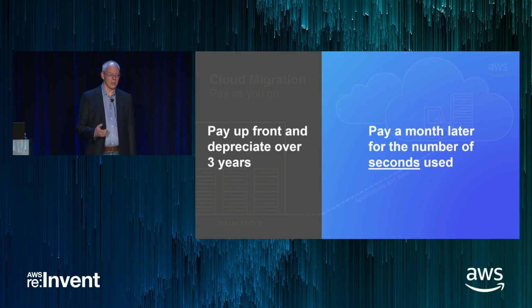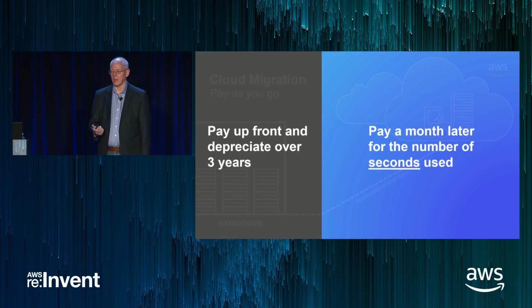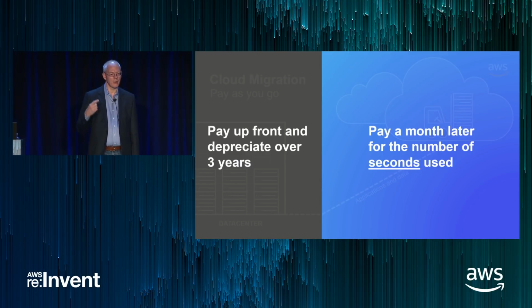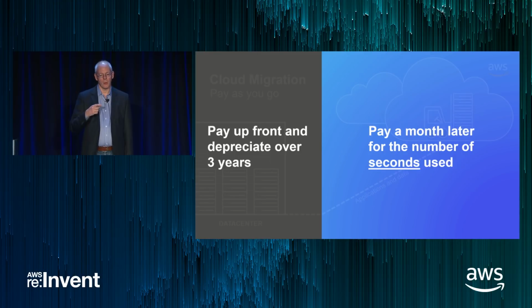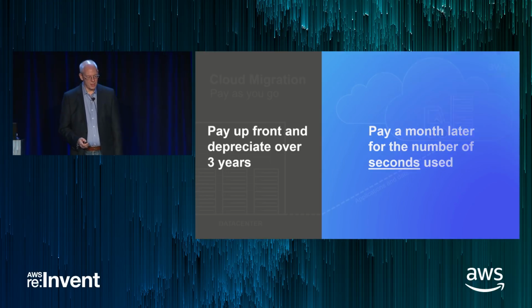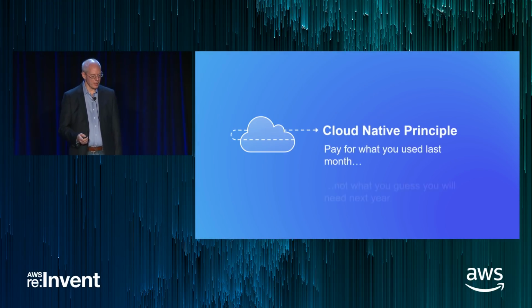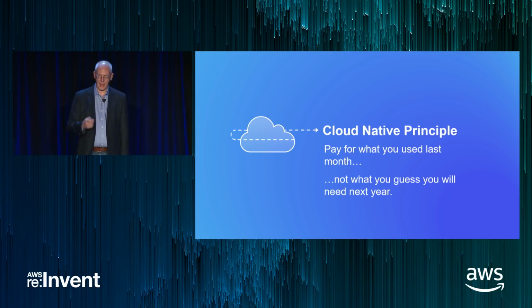But what you're doing in the data center is paying up front, depreciating over 3 years, but in the cloud, you're paying a month after, and you're now paying for the number of seconds you used. Hopefully you noticed a few months ago, we went from hourly billing to billing by the second, after the first minute to get you going. So now we have really fine-grained billing, and you pay a month later. So you don't need to pre-provision capacity because you can get it when you need it, and you don't need to have extra capacity sitting there, just in case something happens in the next few years. So here's the first principle. I'm going to go through a few of these principles. You want to pay for what you used last month, not what you guess you might need next year, right?